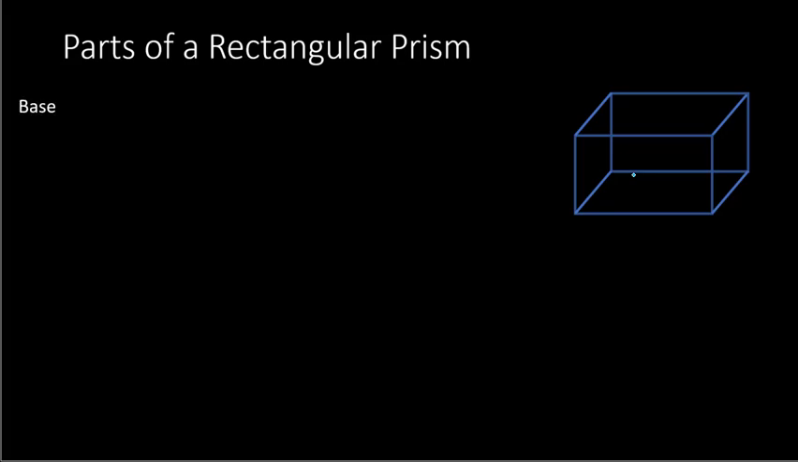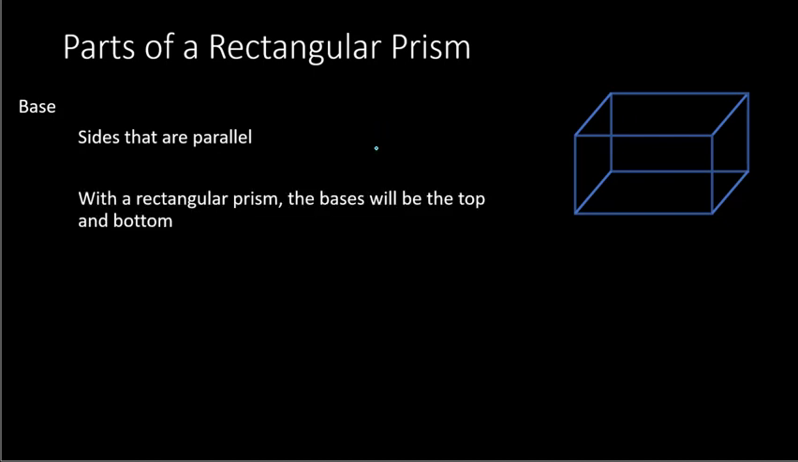So we have what's called the base of the prism. In general, the bases are the sides that are parallel. The only thing is, with the rectangular prism, all the sides are parallel, right? The left and the right are parallel, the back and the front are parallel, and the top and the bottom are parallel. So for rectangular prisms only, the bases will be specified as the top and the bottom. For other types of prisms, that will not always be the case. But for rectangular prisms, it's the top and bottom. So up here would be a base, and down here would be the other base.